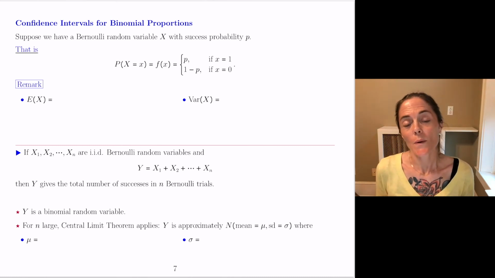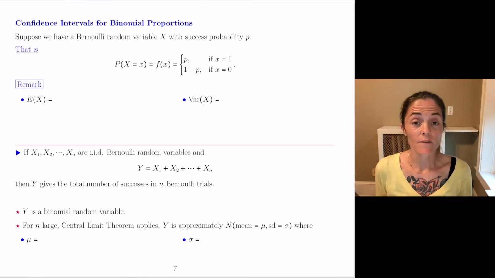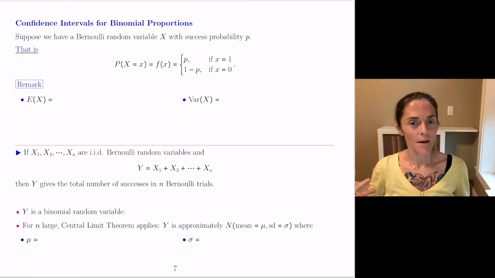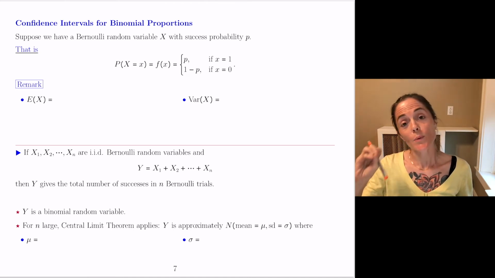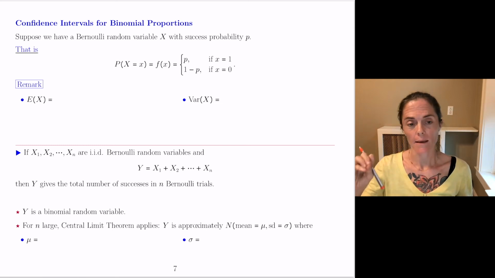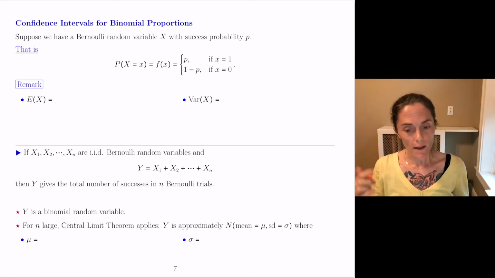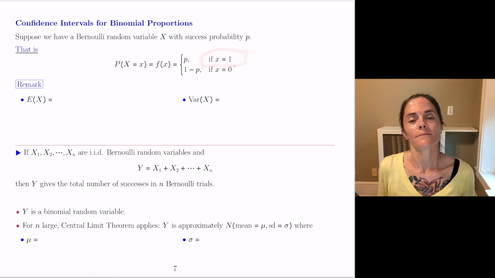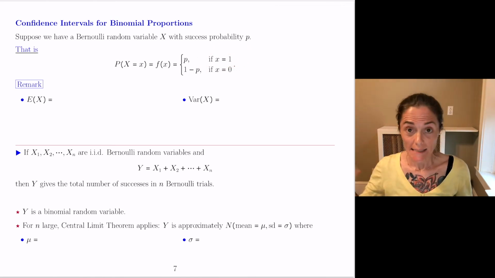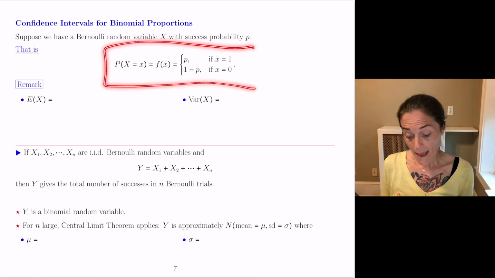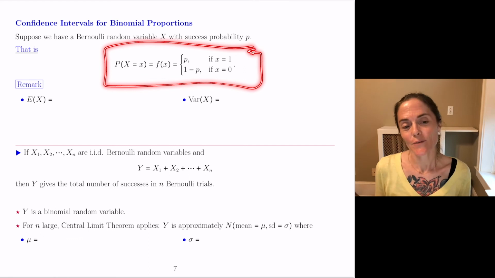The final thing I want to mention is about confidence intervals for binomial proportions. So let me set this up and we can talk about this some. Suppose we have a Bernoulli random variable X with success probability p. What does this mean? Well, this random variable is 1 with probability p and 0 with probability 1 minus p. And so the probability mass function is given right here.